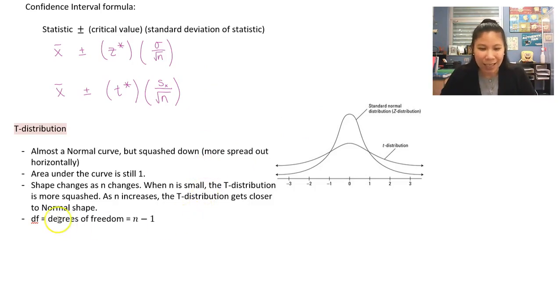The last thing is this thing called degrees of freedom. We abbreviate it with df, and this is something that you'll need to use in order to use the table for our t distribution, because it's not the same table as our normal curve.